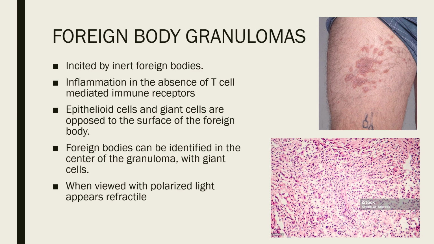So what are foreign body granulomas? As I said, it is initiated by inert foreign bodies, and this occurs in the absence of T cell mediated immune receptors. How is this? The epithelioid cells and the giant cells are apposed to the surface of the foreign body, and the foreign body can be identified in the center of the granuloma with giant cells. When it is viewed under polarized light, it appears as refractile.